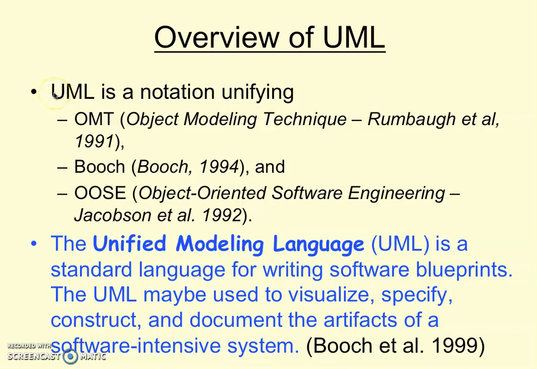So let's do a quick overview of UML. Now, UML is a notation that unifies a number of other previously created modeling techniques. There's the object modeling technique, the Booch technique, and the object-oriented software engineering technique. Now, what is it that we really use UML for?